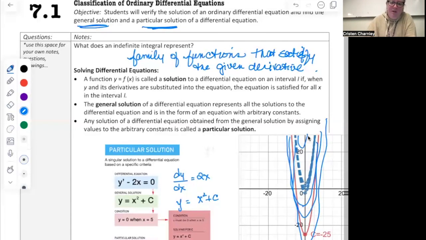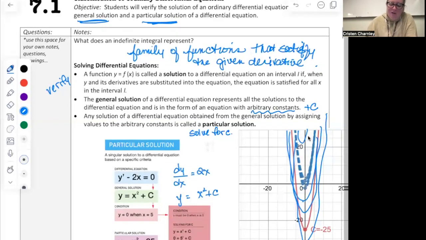So solving differential equations, a function y equals f of x is called a solution to a differential equation on the interval I if when y and its derivatives are substituted into the equation, it is satisfied for all x in the interval I. This is where we're going to verify that we have a solution. The general solution of a differential equation represents all the solutions to the differential equation and is in the form of an equation with arbitrary constants. That's your plus c. Any solution of a differential equation obtained from the general solution by assigning values to the arbitrary constants is called a particular solution. So this is when we solve for c.